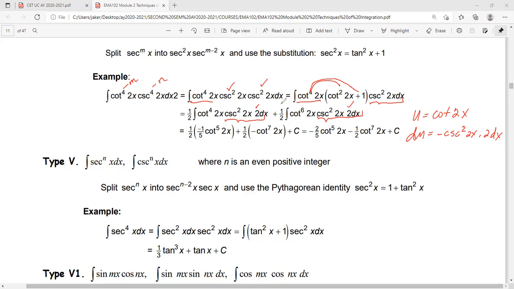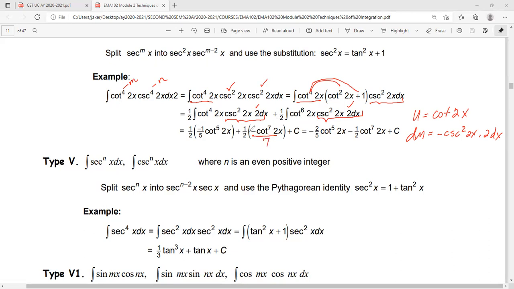Now in here, your n is 4. So if you use power rule, you will have cotangent of 2x raised to 5 over 5. The reason why you have the negative in here is because the derivative is negative. So this one here is positive. So it's negative and this is the 1/2 here. The other one is still the same: your cotangent of 2x raised to 7, divided by 7.